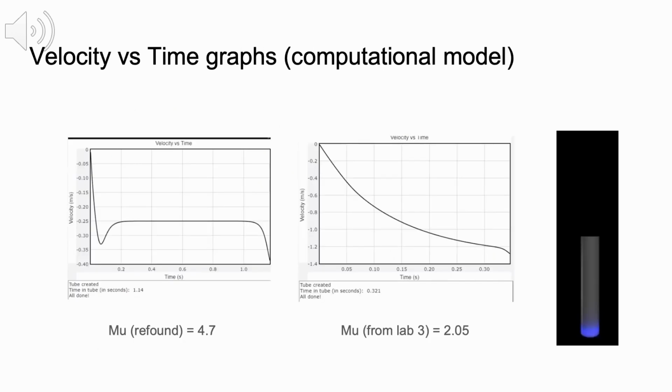The results of the computational model. On the left is a velocity time graph. This was found using the new mu value considered, which was 4.7. This closely mimics the ideal velocity time graph.